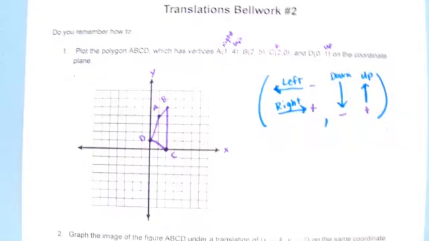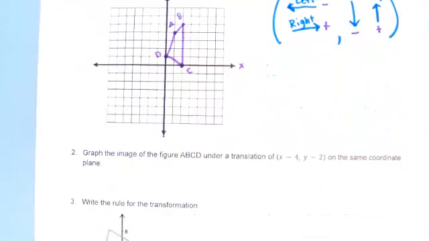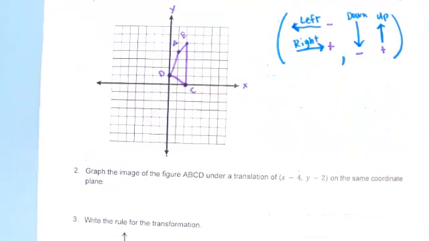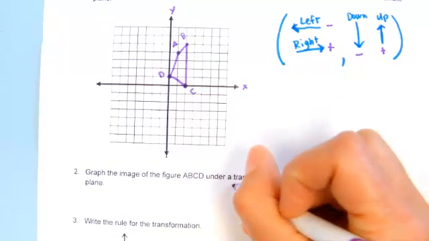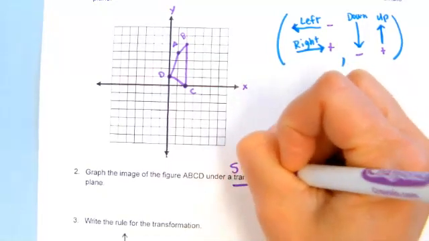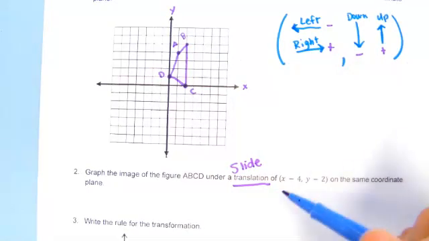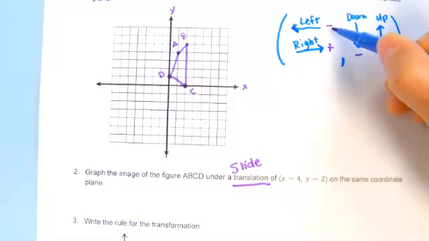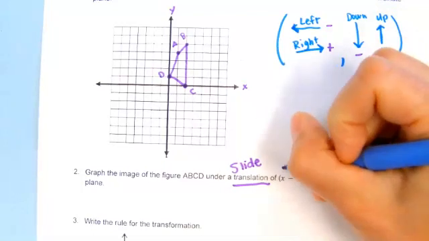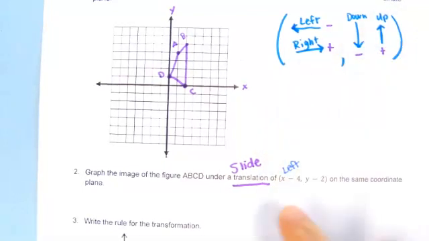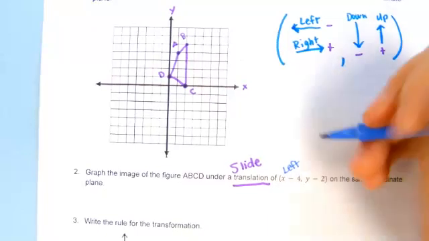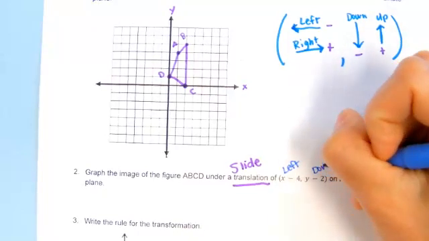Okay, now what's going with this is number 2. And so I'm going to slide this up. It says now graph the image of figure ABCD under a translation, which means slide, of x minus 4, y minus 2. So how do we read that again? Well, let's look. So x minus 4, if you look here, minus means left. So that means we're going to slide this left 4. And then y minus 2. In this section, minus means down. So that means we're then going to go down 2.